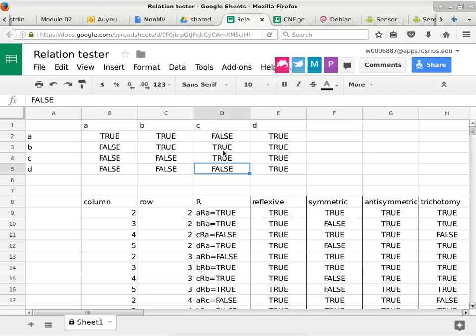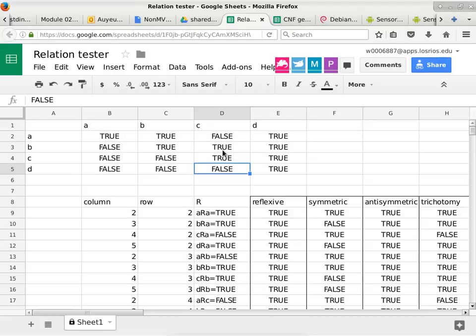Okay, you can hand edit a particular table to a certain goal, or you can randomly generate a table and then try to figure out does it have these various properties or not. Is that okay? All right.